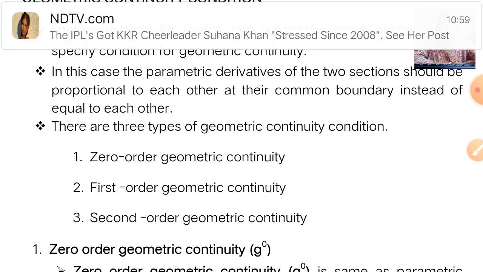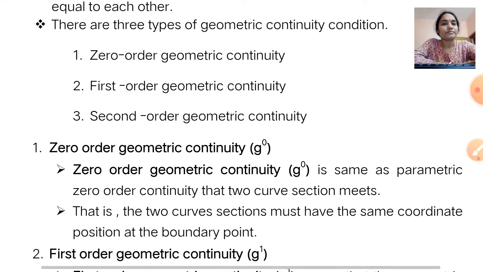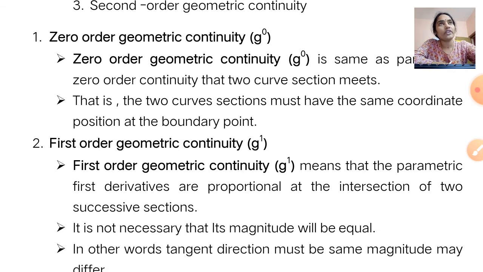Geometric continuity condition also has three types: zero order, first order, and second order. Let us discuss zero order. Zero order geometric continuity is also referred to as G0. It is the same as the parametric zero order continuity condition, where two curve sections meet at one intersection point. That is, the two curve sections must have the same coordinate position at the boundary point.